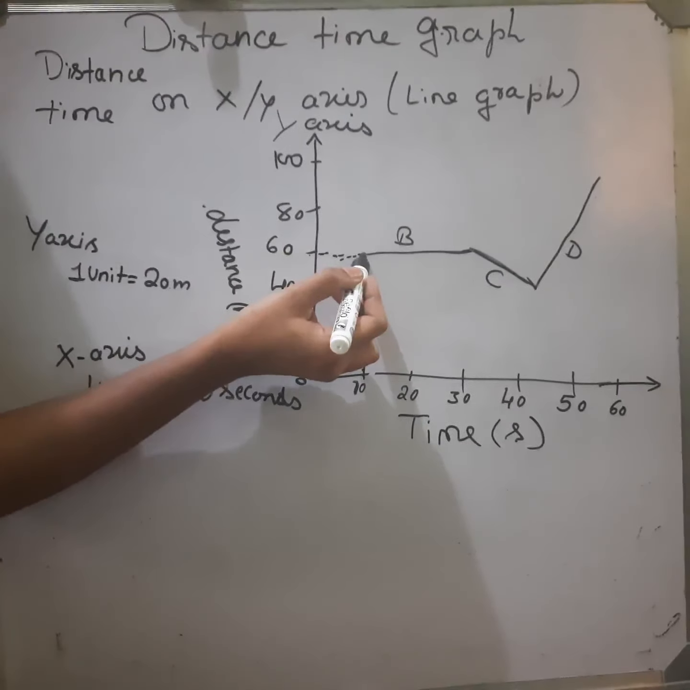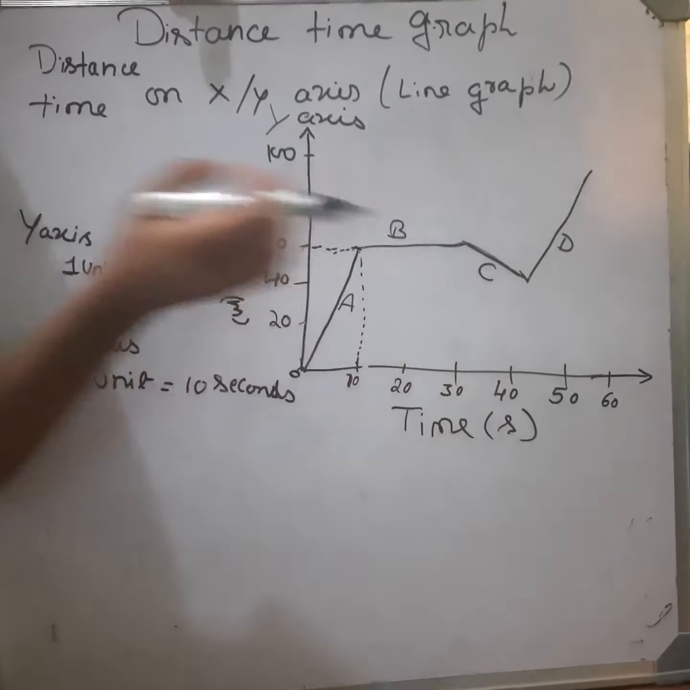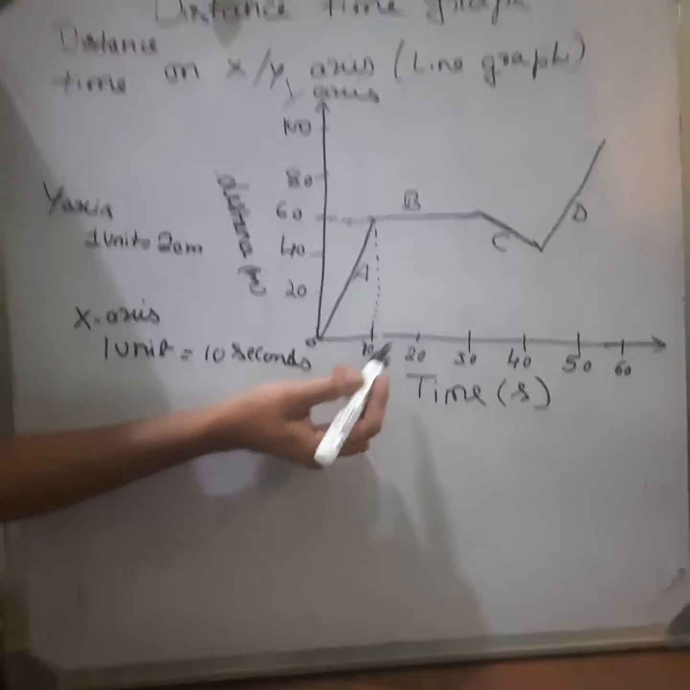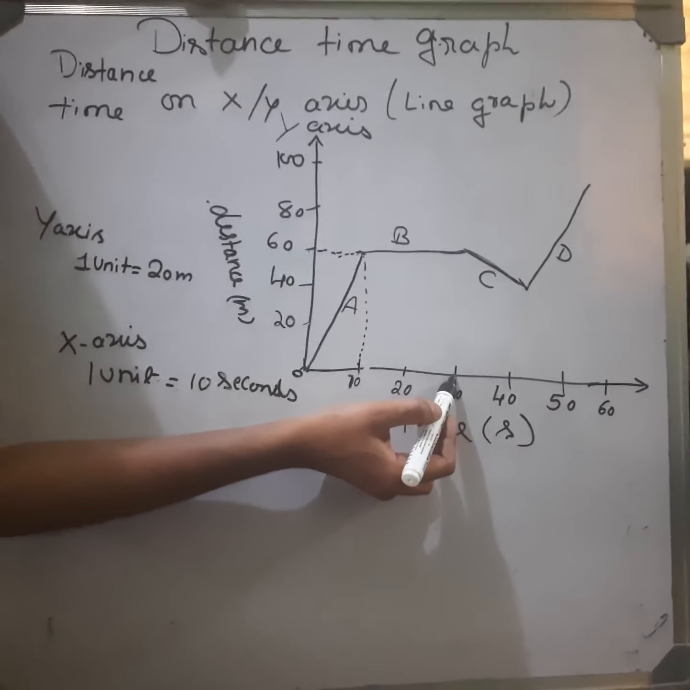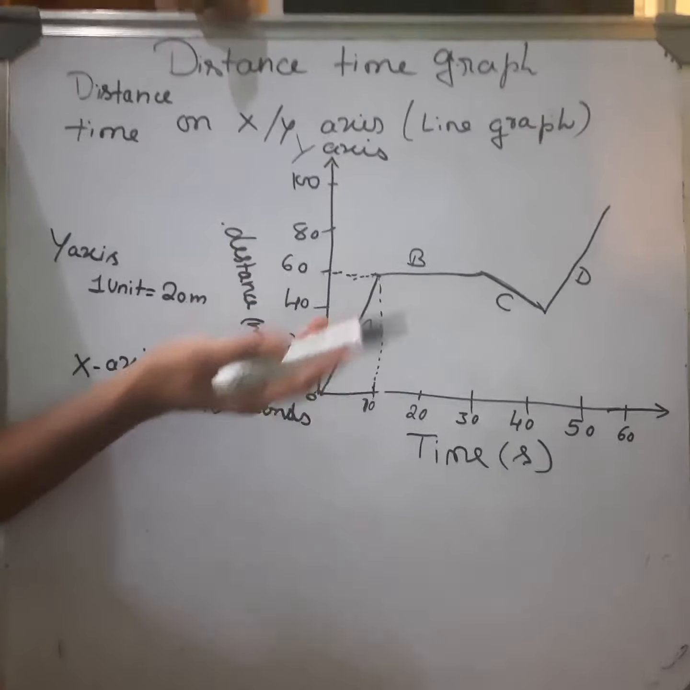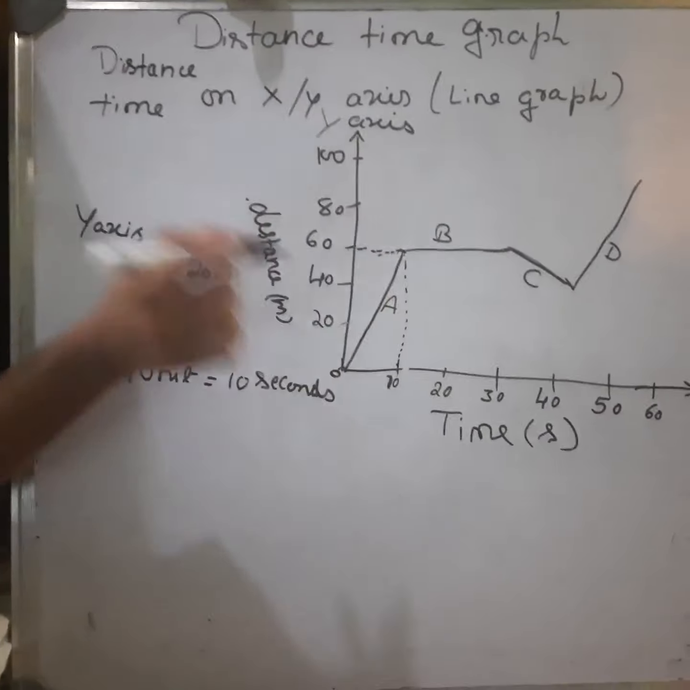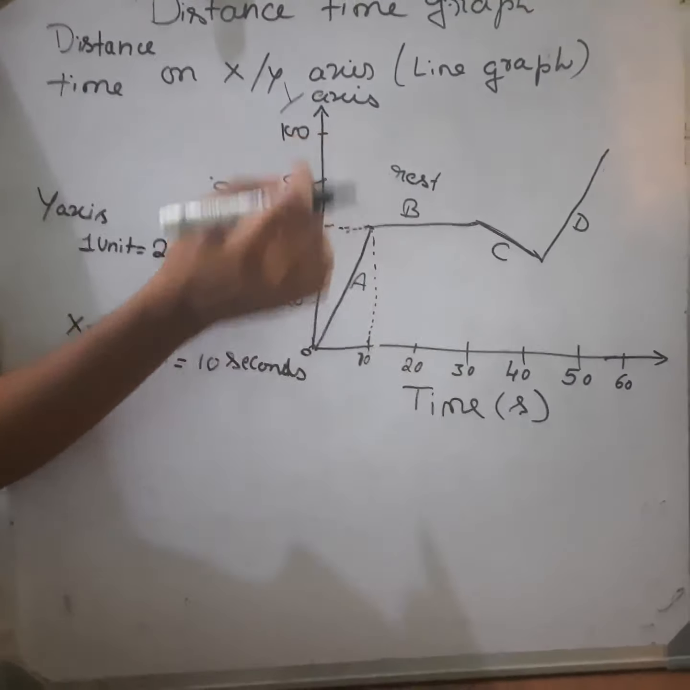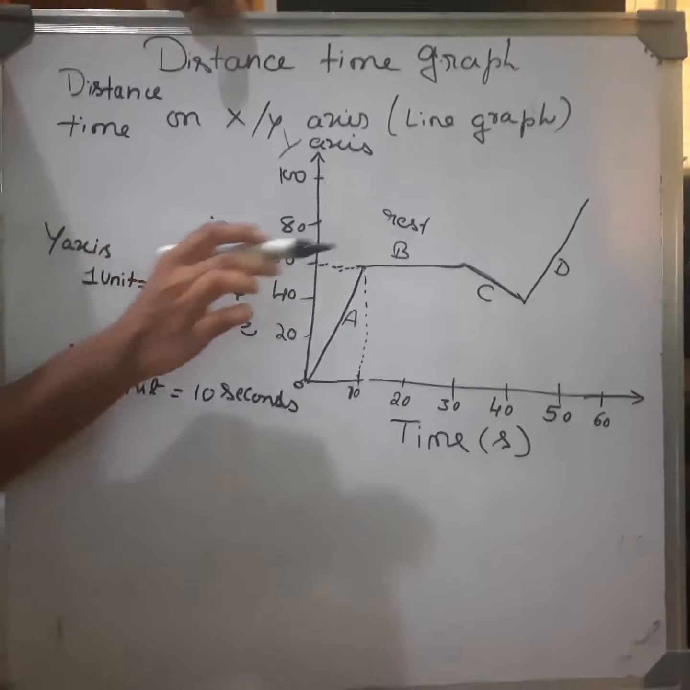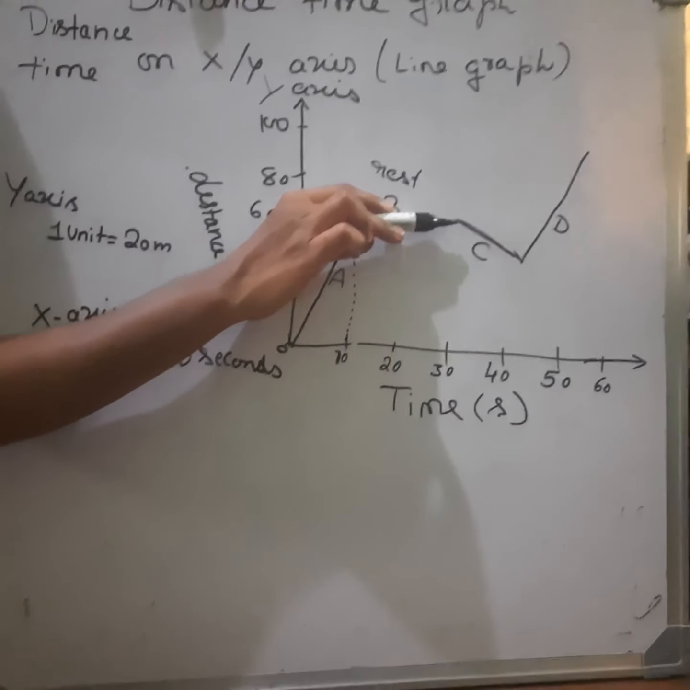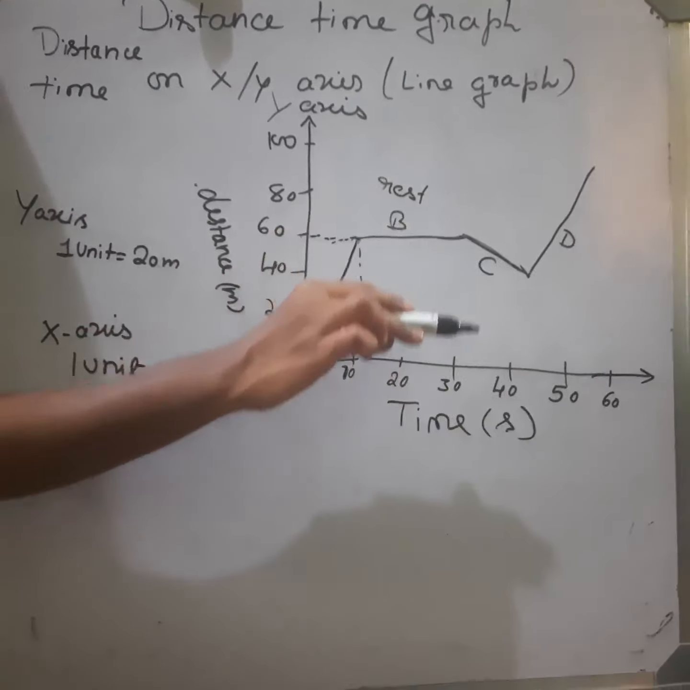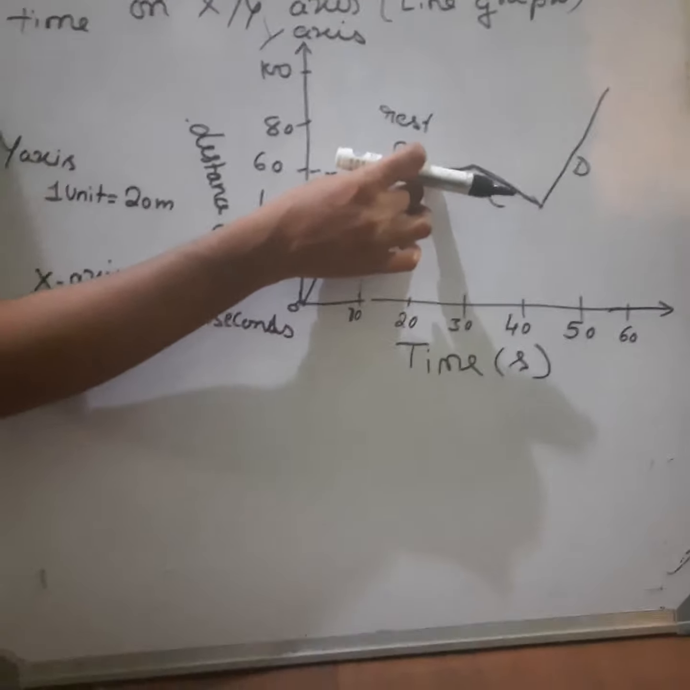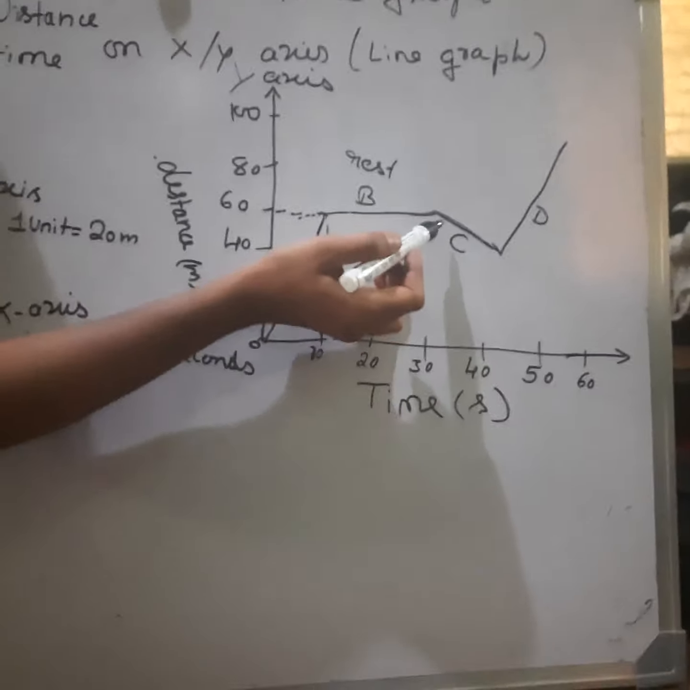So what is this then? From this point to this point, that is section B. The time is moving. As you can observe, 10 seconds has become 30 seconds. But is there any change in the distance? No. So distance covered is 0. So here the vehicle is at rest. Here we can conclude one thing: if the graph is parallel to the x-axis, then the vehicle can be considered to be at rest.